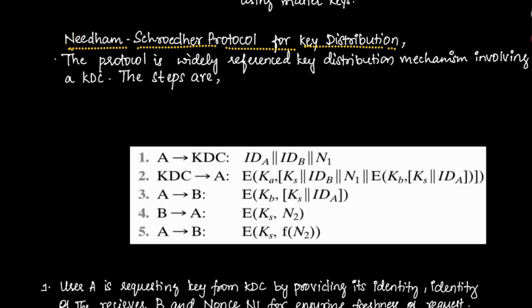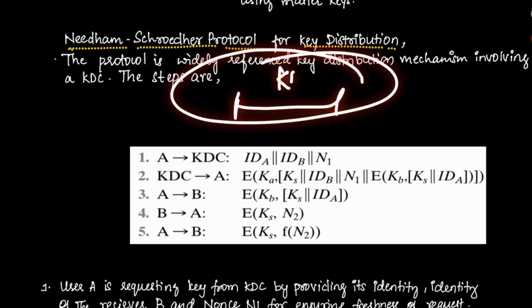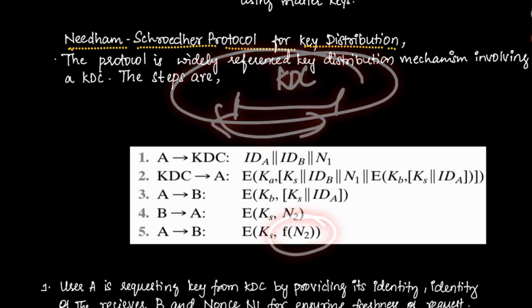The Needham-Schroeder protocol for key distribution. This protocol sequence will tell us about secure key distribution by making use of the key distribution center. Here we are looking at authentication and secrecy. We are making sure that between two entities, suppose A and B, using a key distribution center, the transfer of the session keys is happening properly.